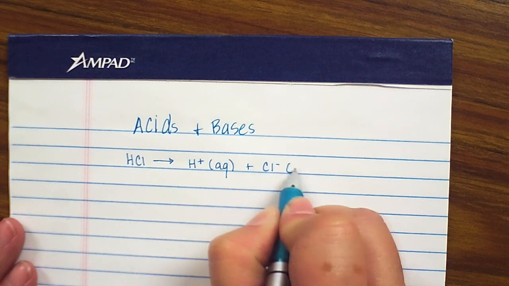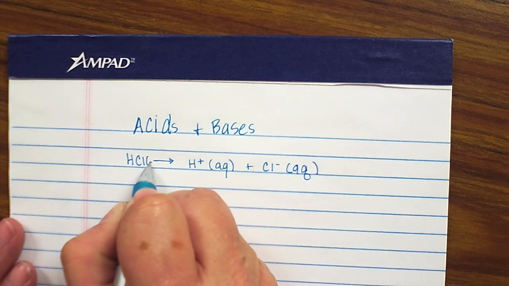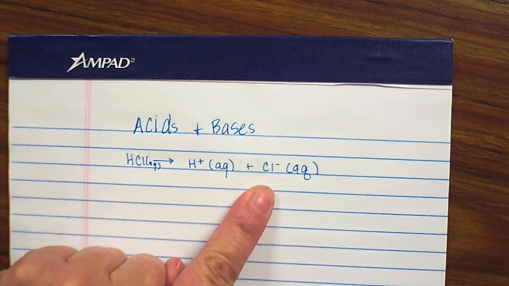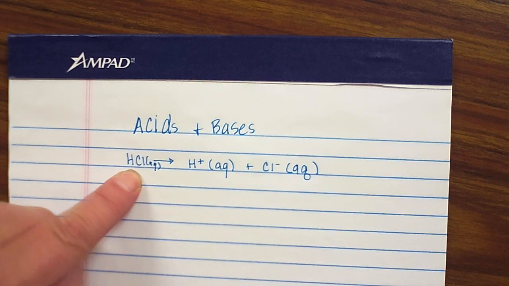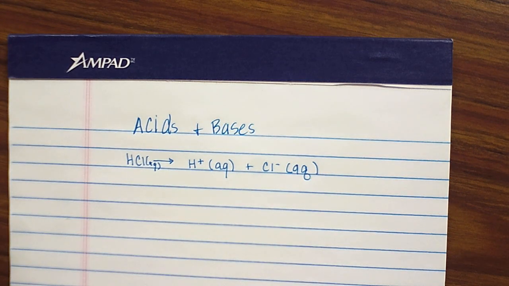So it only goes in one direction because it dissociates 100% into its hydrogen ions and its chloride ions. So if I put aqueous hydrochloric acid into water, it will dissociate 100% into hydrogen and chloride.